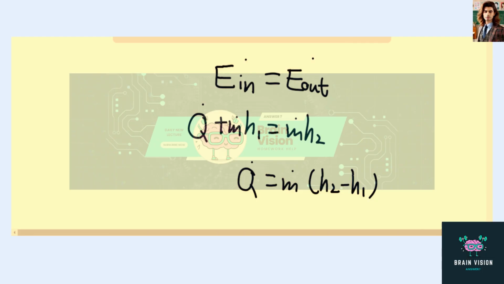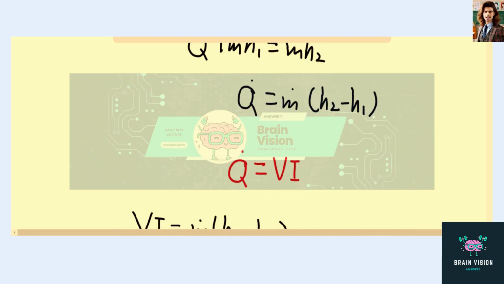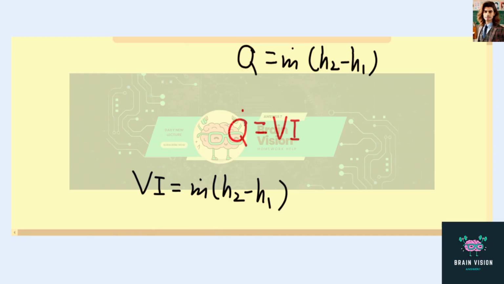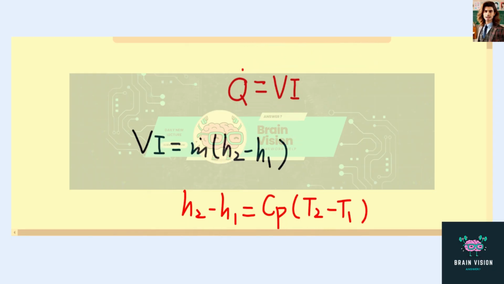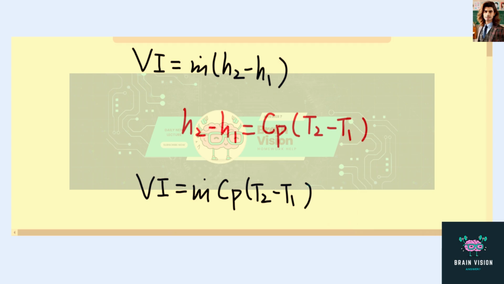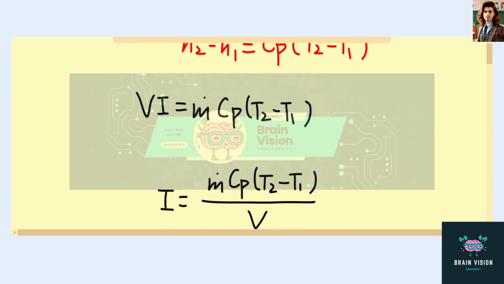If we do some rearrangement here, we have Q dot is equal to m dot times (h2 minus h1). So we know the rate of heat transfer into the air can be equal to the power input from the electrical heater, which can be expressed as the potential multiplied by the current. Therefore, we have VI is equal to m dot times (h2 minus h1). And we know h2 minus h1 can be expressed as Cp times (T2 minus T1), since the pressure is constant in this case. So we can use the specific heat of the air at constant pressure, Cp here, multiplied by the final temperature minus the initial temperature of the air. This gives us VI is equal to m dot times Cp times (T2 minus T1).